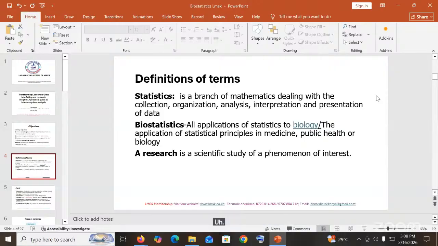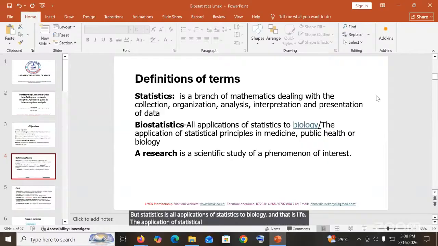Biostatistics is the application of statistics to biology, and that is life. The application of statistical principles in medicine, public health, or biology is actually biostatistics. And it is good to remember that research is a scientific study of a phenomenon of interest, or a scientific inquiry into a problem.